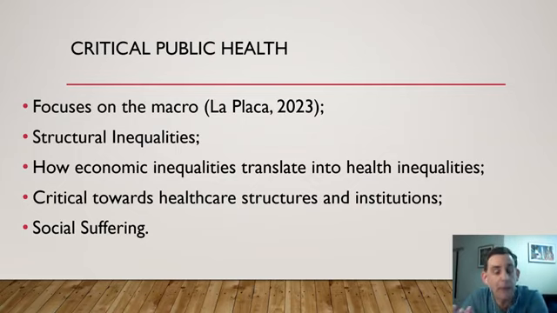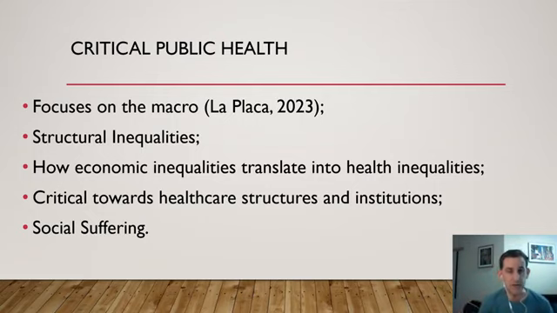One significant theoretical framework which many global public health researchers and practitioners are using is the theory of critical public health. Now, critical public health focuses on the macro. It focuses on the larger, wider determinants of society, which often create structural inequalities in health and illness between people. So it often looks at society from the macro perspective. It looks at how economic inequalities translate into health inequalities.